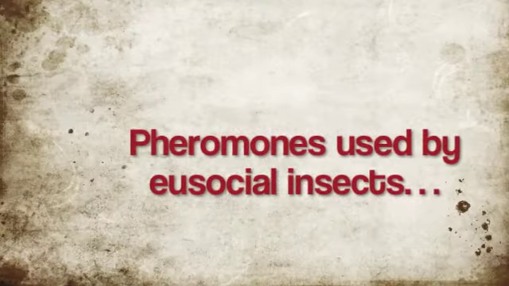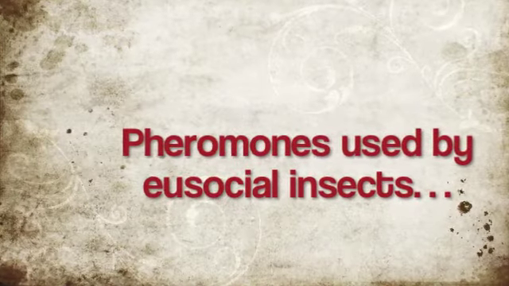And of course, that's not true for termites, which are not haplodiploid, but in termites, the evolution of eusociality is thought to be a single evolutionary event, whereas in Hymenoptera, the evolution of eusociality, as I mentioned previously, has occurred independently in several groups. Pheromones used by eusocial insects.